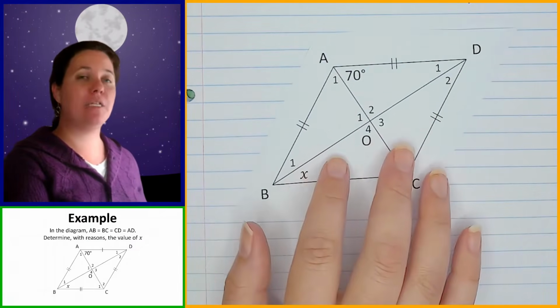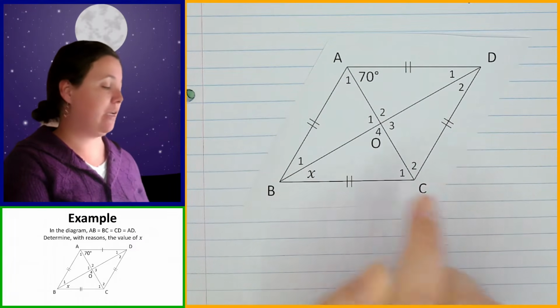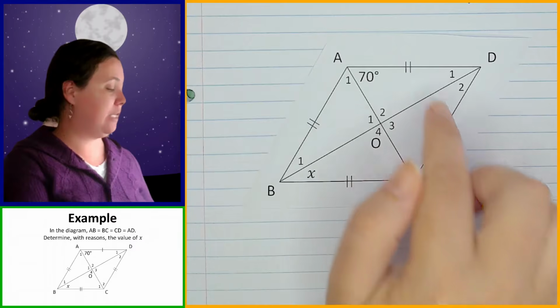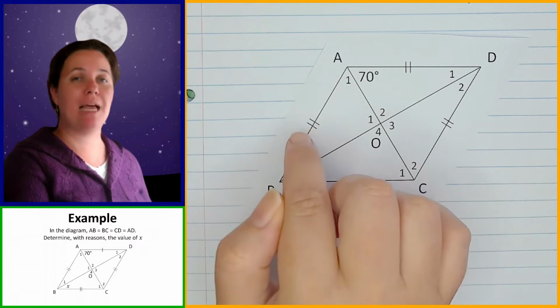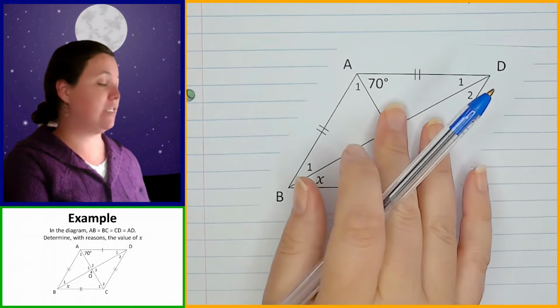Okay, so the first thing we need to do is identify the type of quadrilateral that we are working with over here. Now, they told us that these sides are all equal to each other, but they haven't told us what type of quadrilateral it is. So the first thing we have to do is identify it.